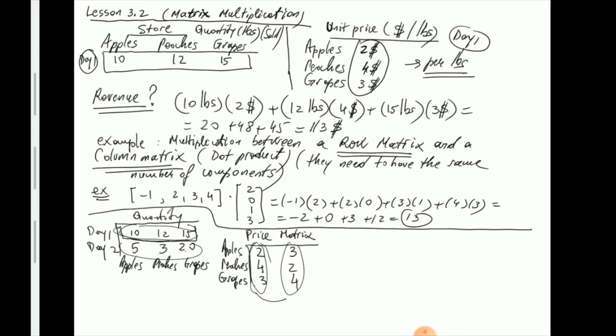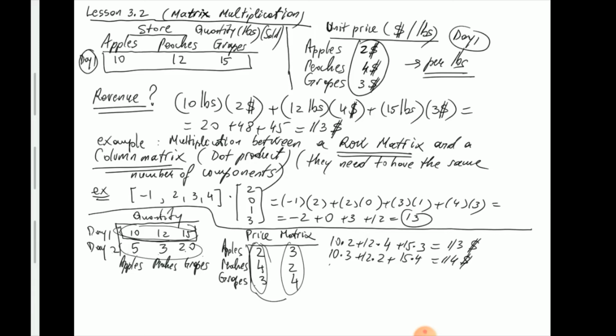So let's write again the first one we computed: 10, 12, 15 with the unit prices 2, 4, 3. So you had 10 times 2 plus 12 times 4 plus 15 times 3. You have to make sure you pair them correctly, apples with apples, peaches with peaches, and grapes with grapes. We did that already above. That was $113. But let's say you use the same quantity, but with the unit prices 3, 2, 4. So 10 times 3, plus 12 times 2, plus 15 times 4. And that gives me 114. You can check with your calculator if you don't want to spend too much time on this. So that's 30 plus 24 plus 60.